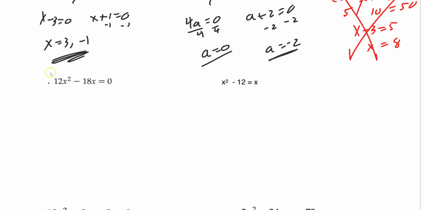Moving on. This one's not factored for us. It is set equal to 0 though, so all we've got to do is factor this. Now, don't overthink it. There are only two things here and it's not a difference of two squares. So remember step 1, monomial. Factor out the monomial. These both have a 6x in common.